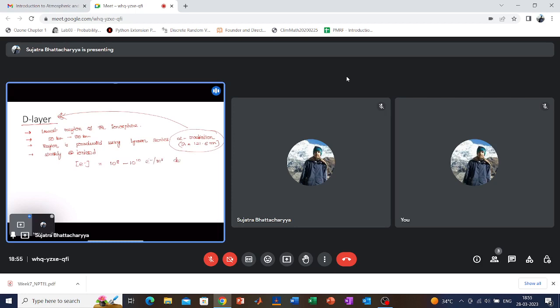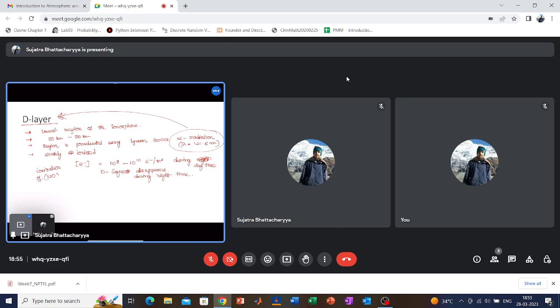And this is during the daytime. During the night time it will definitely decrease, or I would say that the D layer actually disappears. The D layer disappears during night time. This is a very important thing. It disappears during the night time. Mostly ionization of NO occurs.